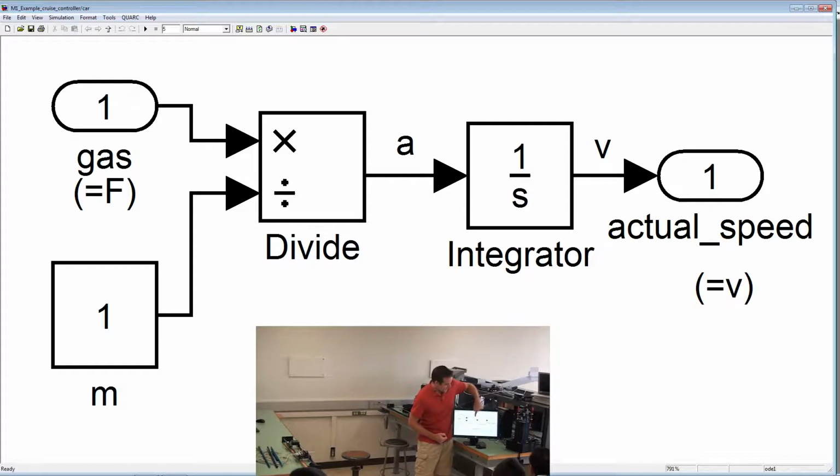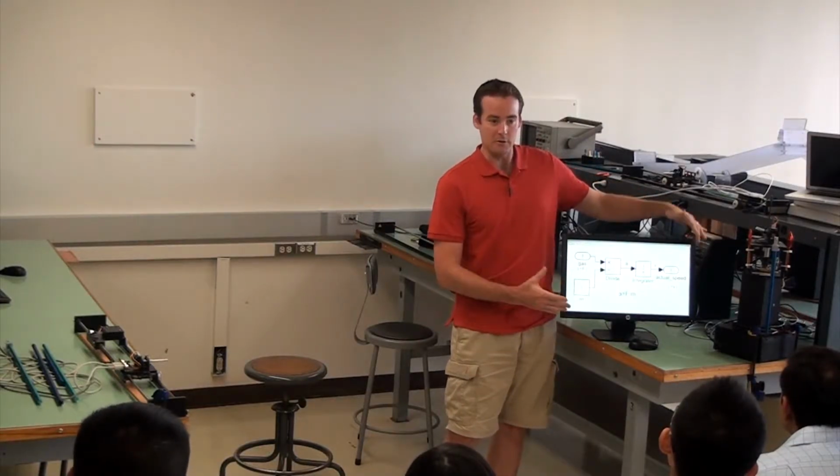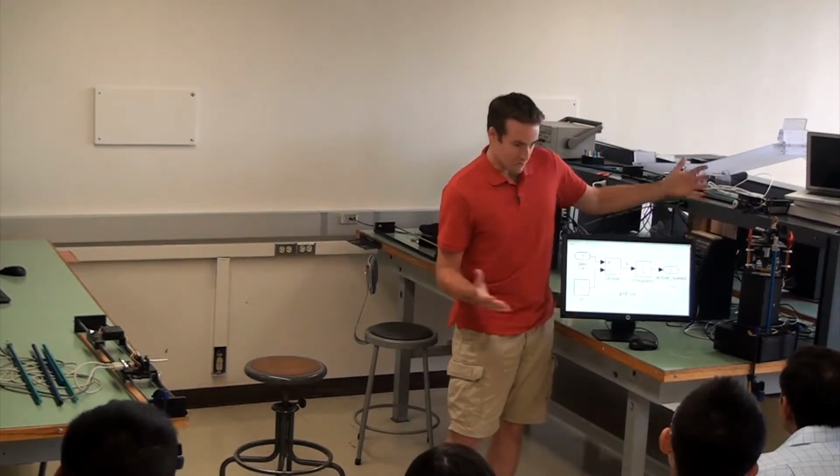So that's the acceleration. If you integrate the acceleration, you'll get the velocity. Why is the integral symbol represented as 1 over s? You will learn. You'll take a signals and systems class that has to do with this thing called the Laplace transform. This is not important. All you need to remember is that you already know: you integrate the acceleration, you get the velocity. And that's the actual speed of the car. So there's a very simple model for a car that uses F equals ma, Newton's second law.